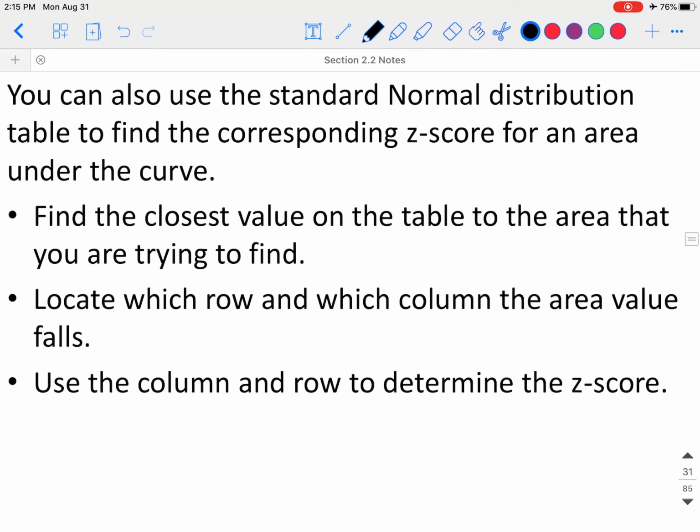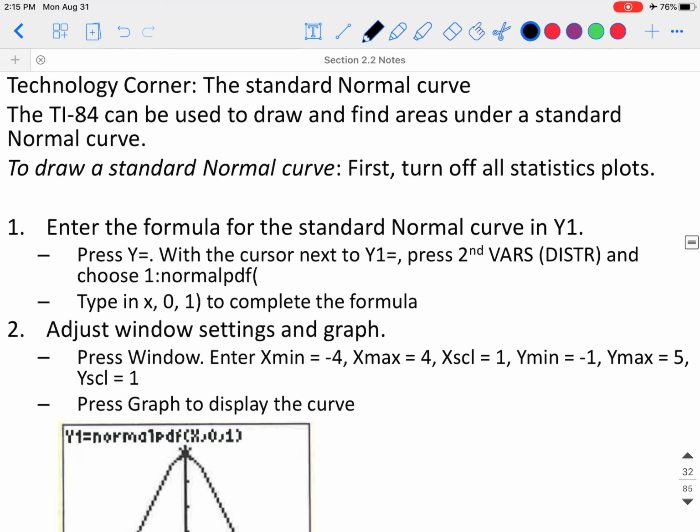You can use the standard normal distribution table to find the corresponding z-scores for any area under the curve. To do this, you're going to find the value on the table that is closest to the area you are trying to find, and then you can find the row and the column that it falls in. Use the row and the column to determine your z-score.